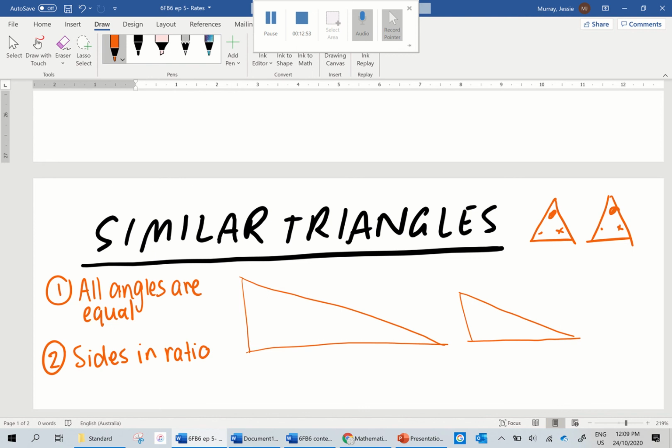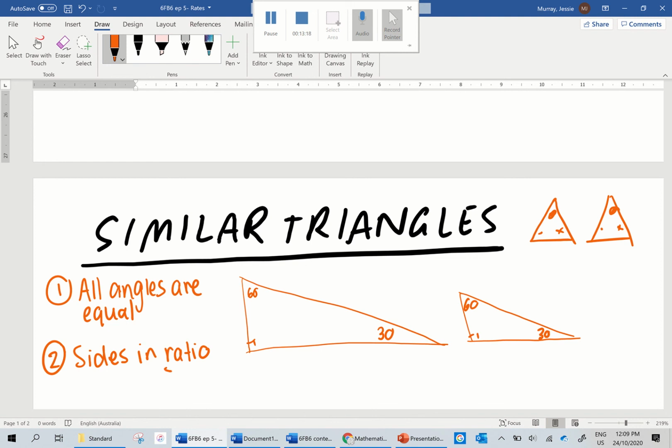So if they're not the exact same size, but they all have the same angles, it's a similar triangle situation. What I mean by that is, let's say this one's 30, this would also be 30, even though it's smaller. And then if this is 60, this would also be 60, which would make that 90 and that 90. So you can have two different triangles with the same angles, but different sides.